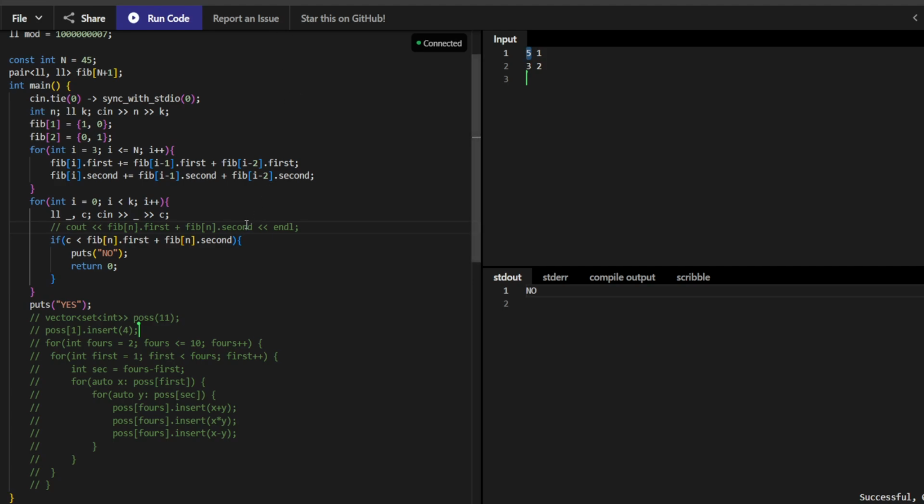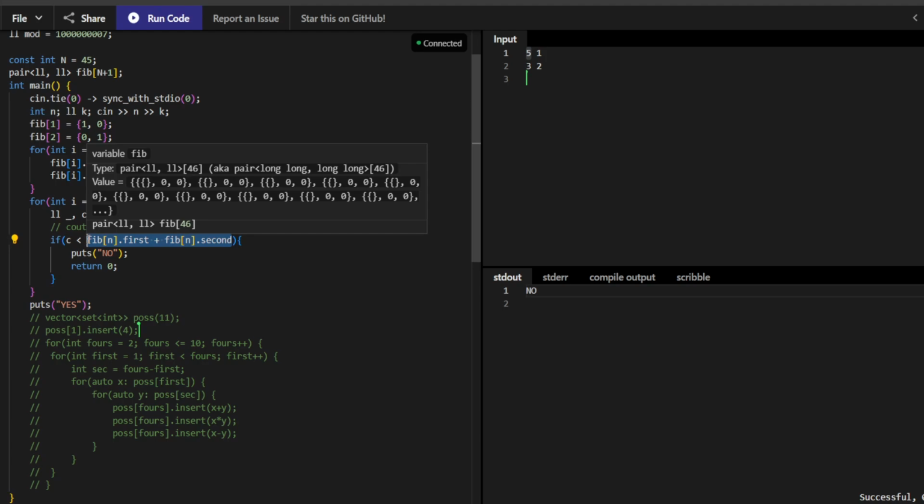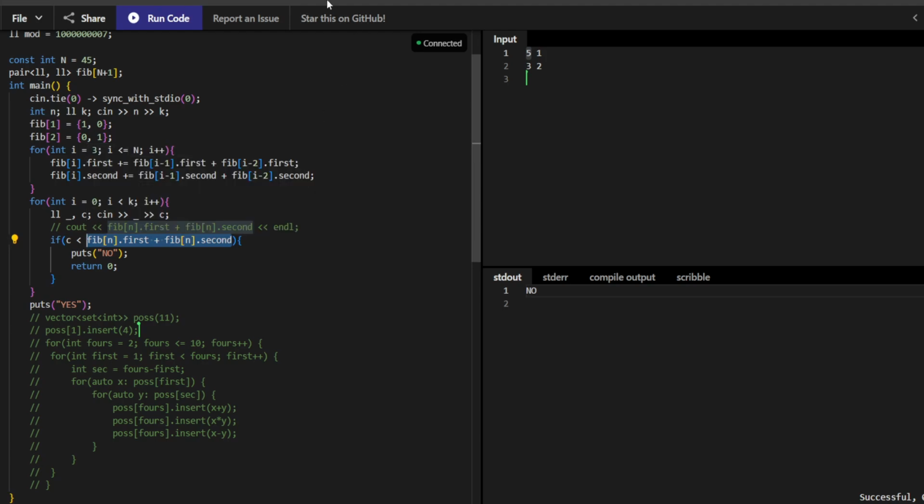Then isn't it just the minimum of. They can't just always make one out of 0. So just.